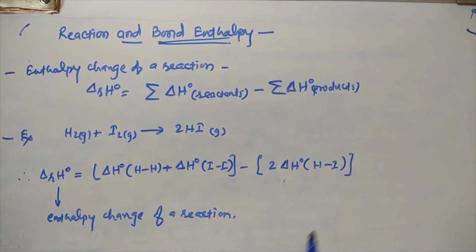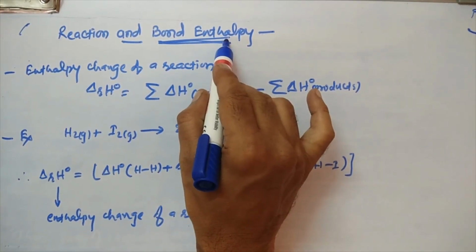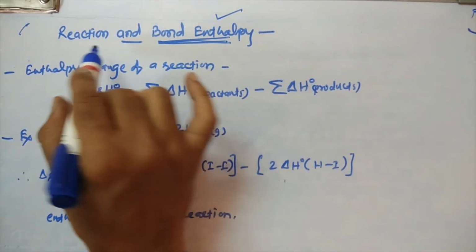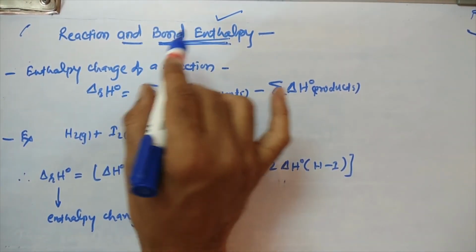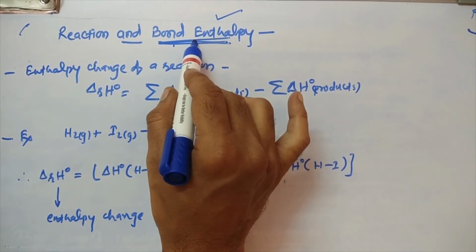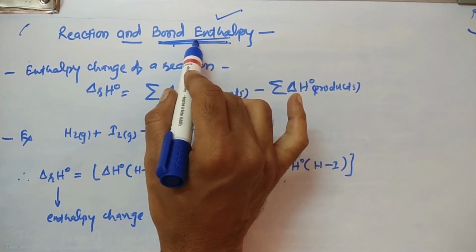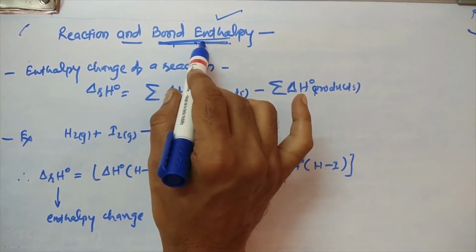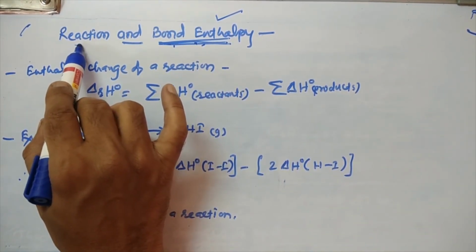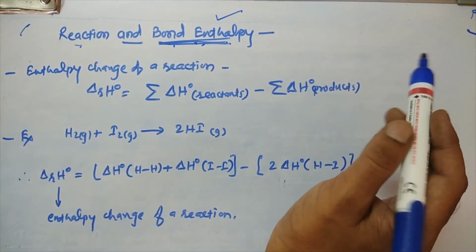See students, we have seen the bond enthalpy, average bond enthalpy, and the bond enthalpy in polyatomic molecules. Now the concept is reaction and bond enthalpy. As you know, what is the bond enthalpy? The enthalpy change required to break a particular covalent bond in 1 mole of a gaseous molecule. Now see the relation between bond enthalpy and the reaction. In a chemical reaction, there is breaking of old bonds and formation of new bonds.